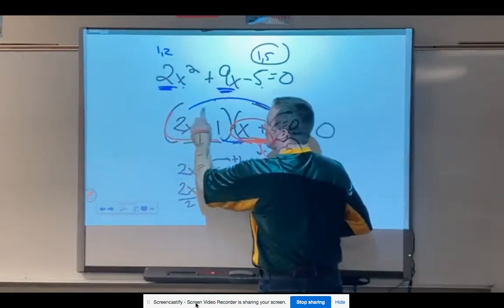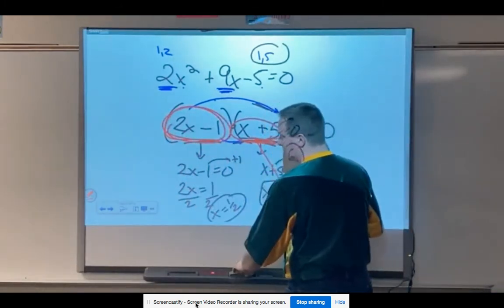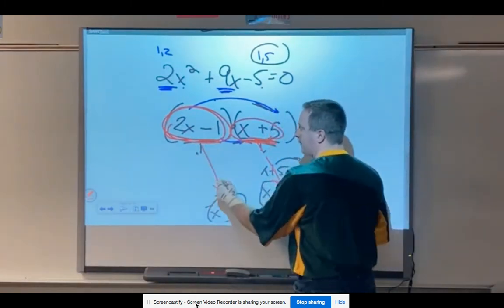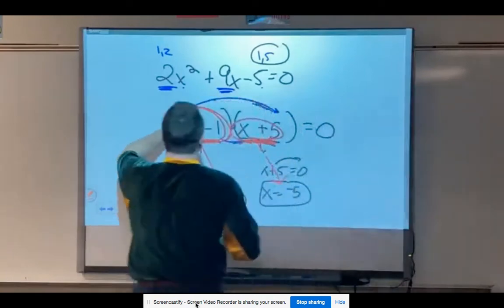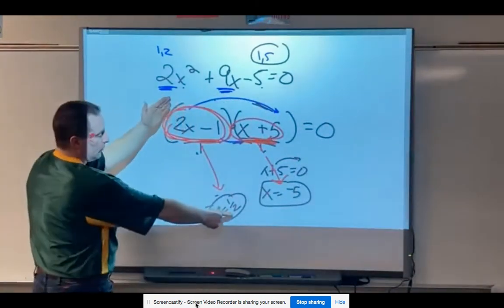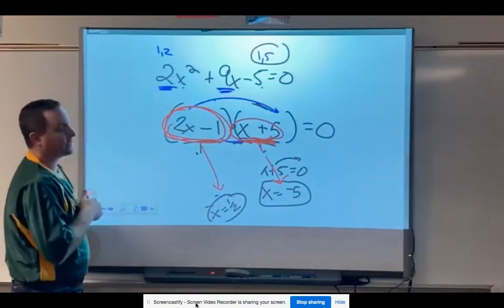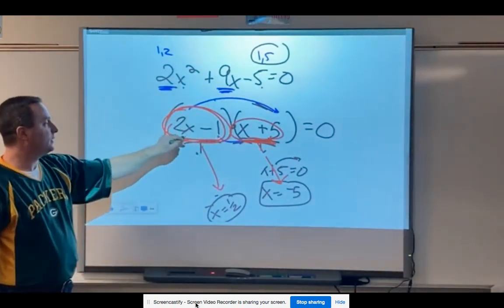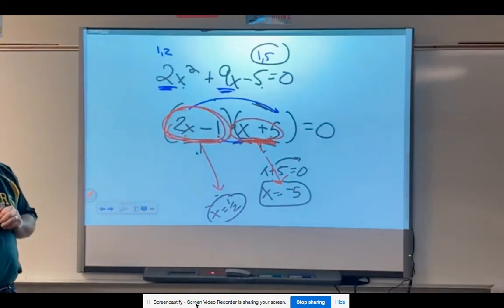Look over here. 2x minus 1, and the answer was 1/2, positive 1/2. Okay, well, what if I took away this 2? Then it would be positive 1. But where did the 2 go? It went down to the denominator, isn't it? So it's kind of the opposite of the last number divided by the first number.